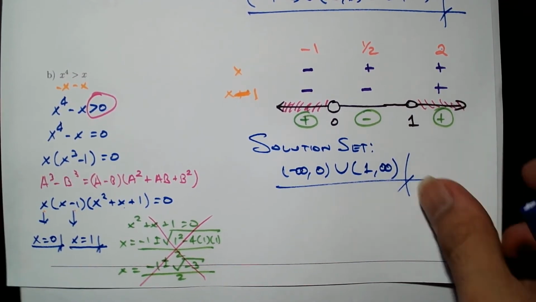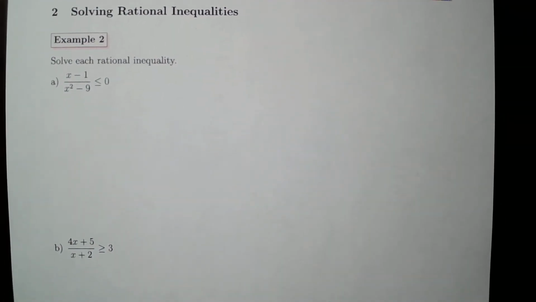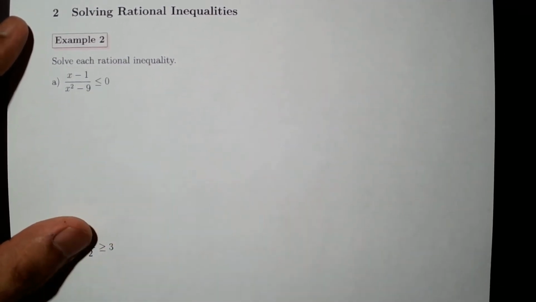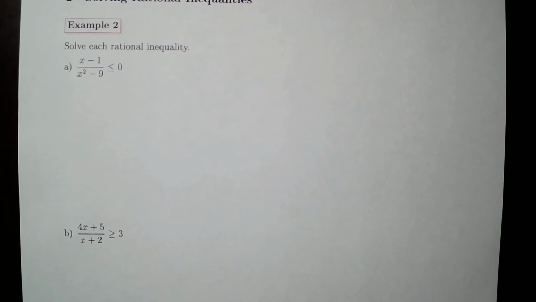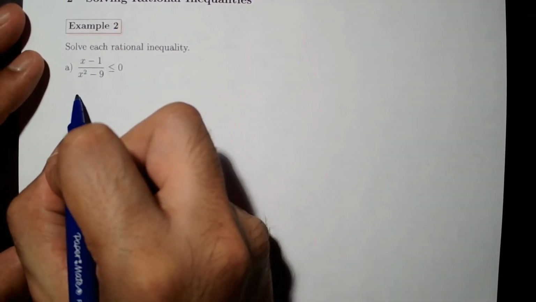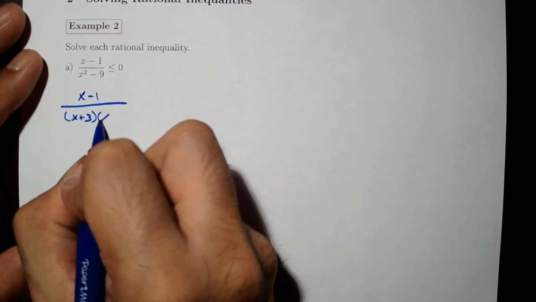All right, so let's look at the next page on the next topic, which is solving rational inequalities. The way we're going to go about this is going to be very similar to the polynomials, except the critical numbers that come from the denominator are always going to be open circles. So let's first of all write it down in factored form. So I'm going to have x minus 1 divided by x plus 3 times x minus 3.